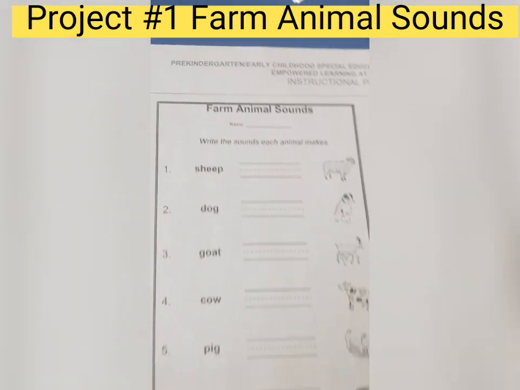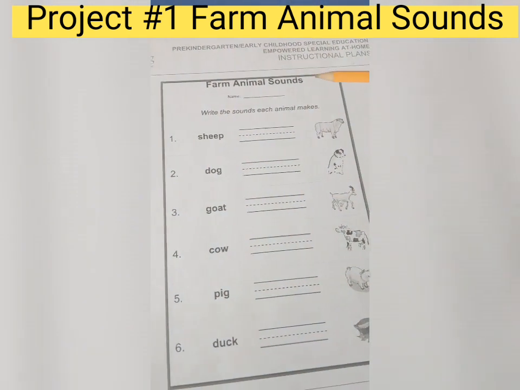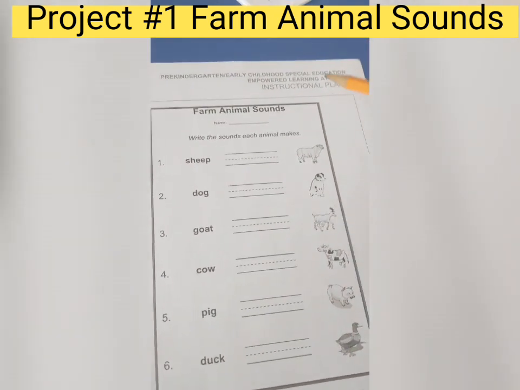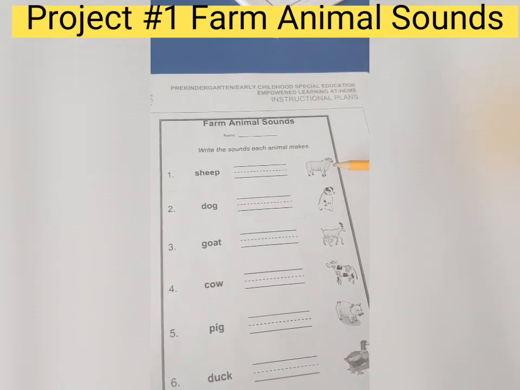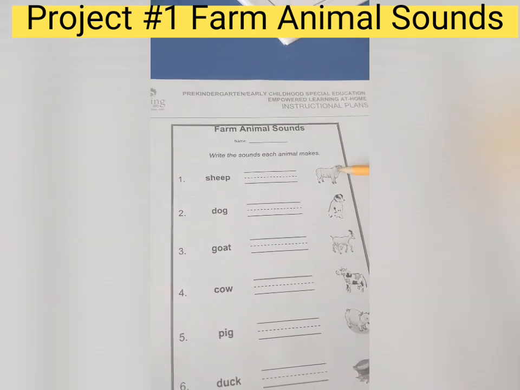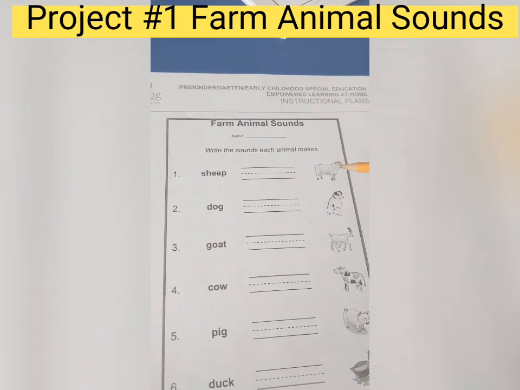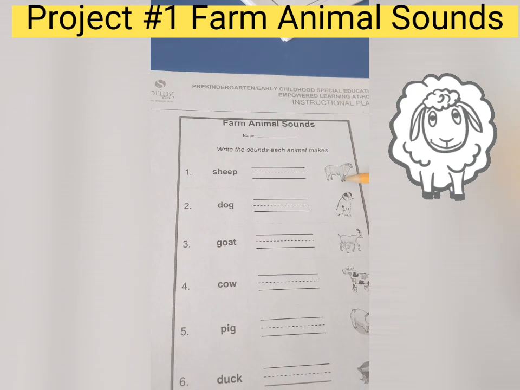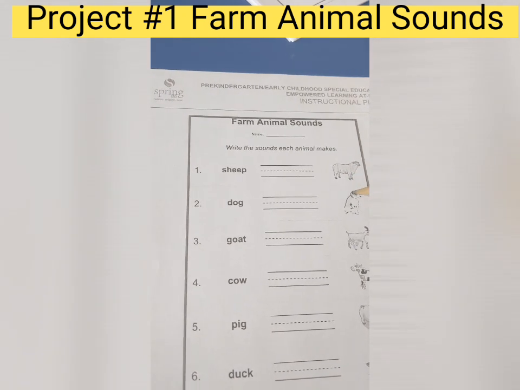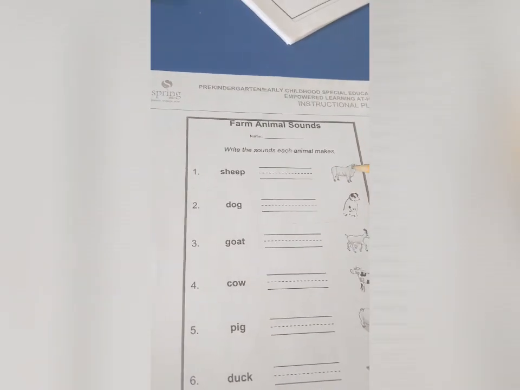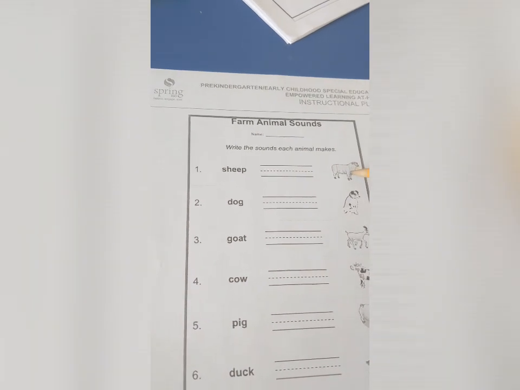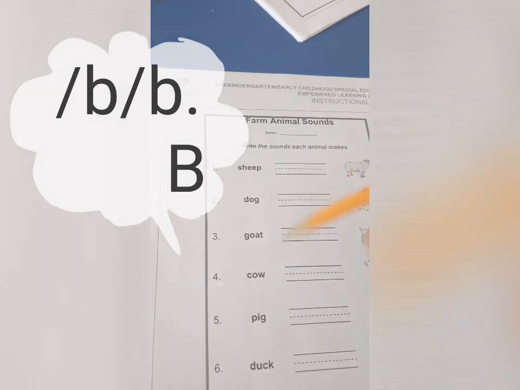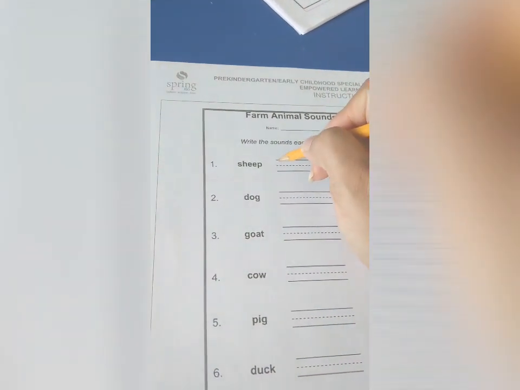Now in this project number 1, the farm animal sounds, before your child starts writing, practice asking, what sound does the sheep make? And let your child do it. Baa, baa. If your child does produce the sound, now ask the child, what letter do you hear in ba? Ba, ba, ba. And if your child says b, then let your child write b.